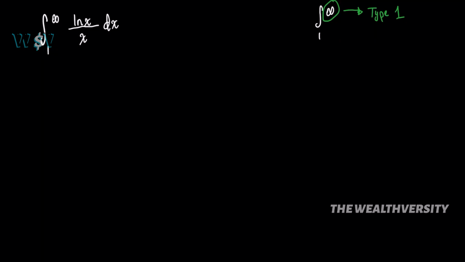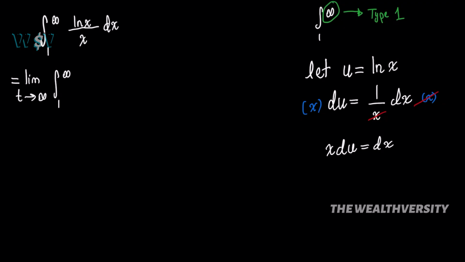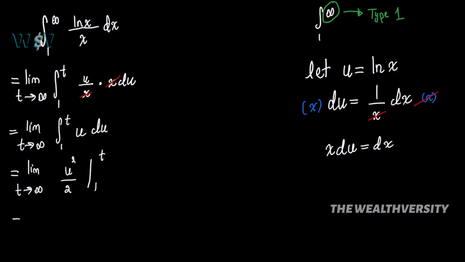So to solve this integral, we will use substitution since we have ln x, and its derivative 1 over x. We will let u equal ln x, and du will be equal to 1 over x dx. We isolate for dx, and we get that x times du is equal to dx. Now we have the limit as t approaches infinity of the integral of u over x times x du from 1 to infinity. We see that the x cancels, and we are just left with u, which is pretty easy to integrate. So we get u squared over 2.